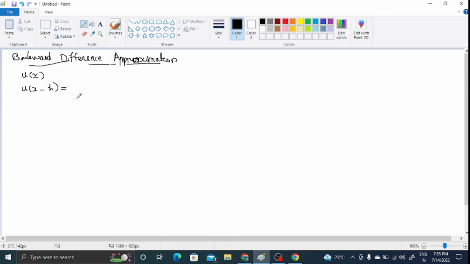Exactly. So this is equal to u of x minus h into du by dx plus h square by 2 factorial into d square u by dx square minus h cube by 3 factorial into d cube u by dx cube plus etc. So this is equation number 3. So please note, this is previous point, that is backward. We are going to back side.